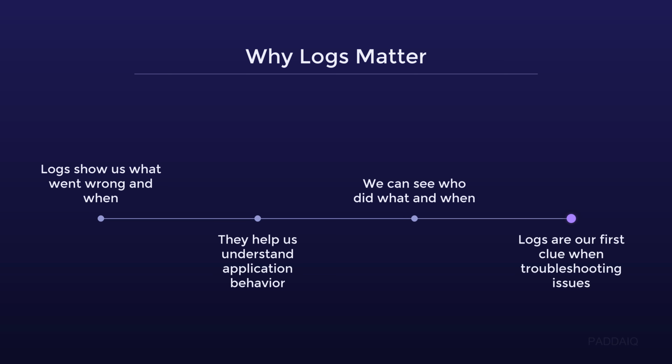Logs are our first clue when troubleshooting issues. They record system events like a detailed journal, showing what happened before a problem. For example, if an application crashes, logs reveal the exact error and time it occurred. Always check logs first to quickly identify and resolve root causes.